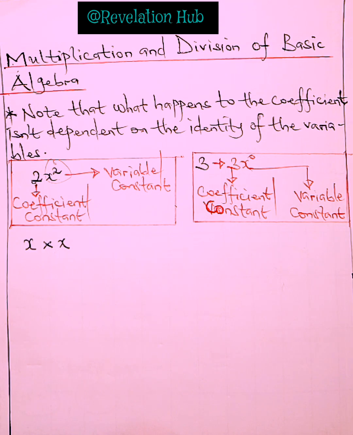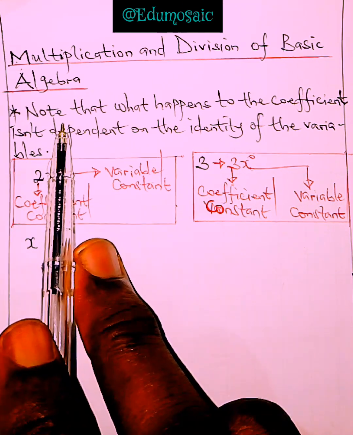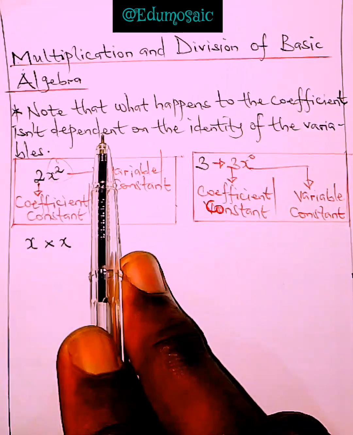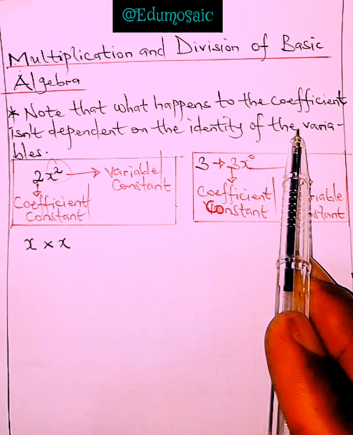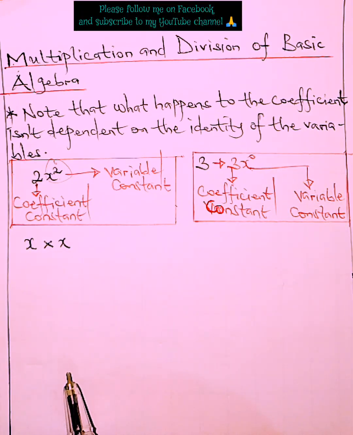Now before we dive into this, there's something I want us to know. Note that what happens to the coefficient isn't dependent on the identity of the variables. When it comes to multiplication and division of basic algebra, what we do with a coefficient or with a constant is not dependent on the kinds of variables or unknowns that we have, unlike the addition and subtraction of algebra.